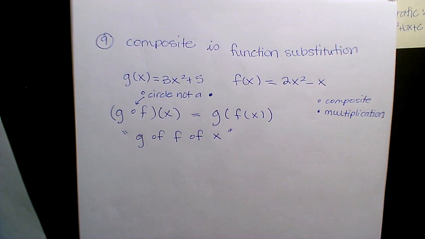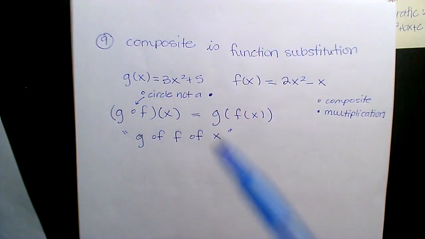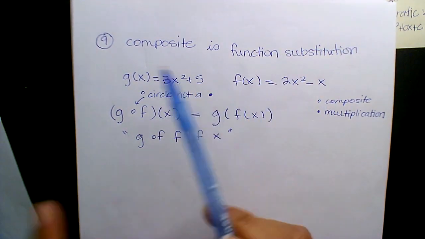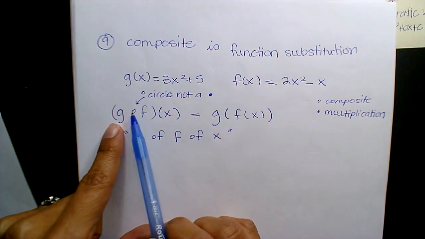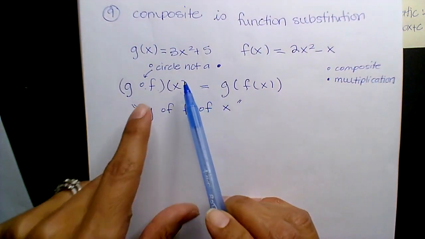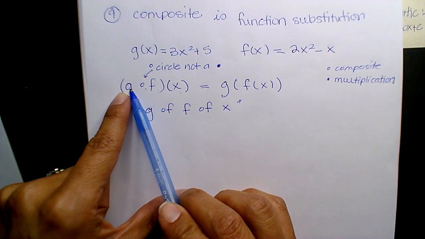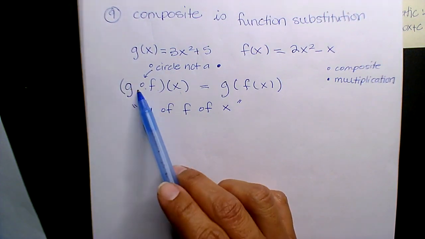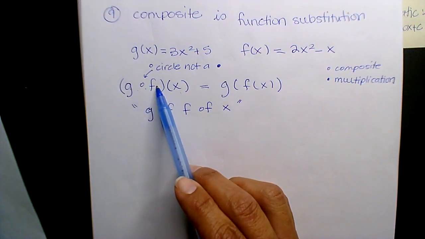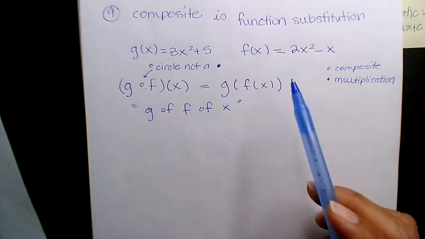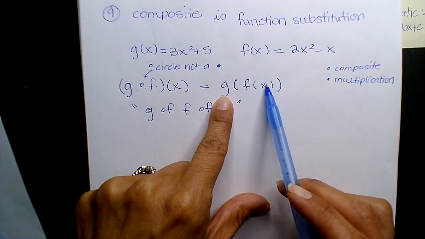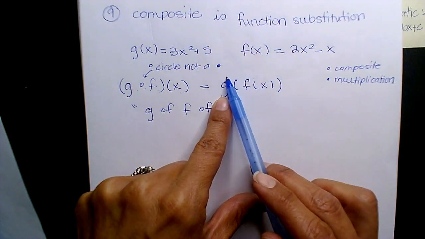Okay, so we want g of f of x. It's not f of g of x. So it's g of f of x. The first function is kind of like the skeleton, the holder. The second function is what's getting substituted in. This is the x, this is the y. So if it's written this way, this f of x is going into the g.